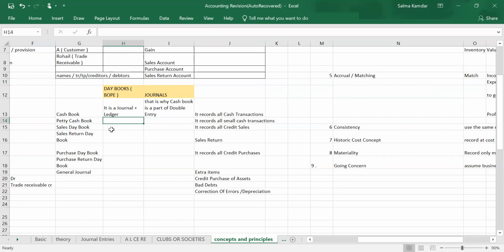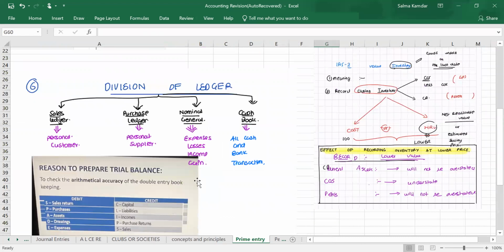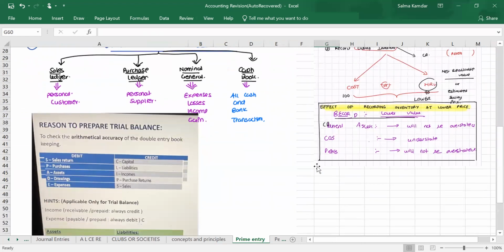Okay, fine. Sales day book, all the sale transactions of credit customers, credit sales. Sales return, credit sales return. Purchase day book, credit purchases. Purchase return book, purchase returns. General journal, all the extra items, credit purchase of assets and debts. Okay, fine. Division of ledger is correct, right? You know about it.